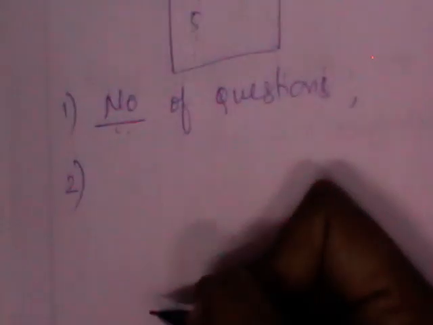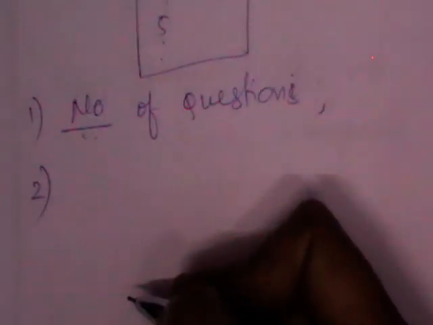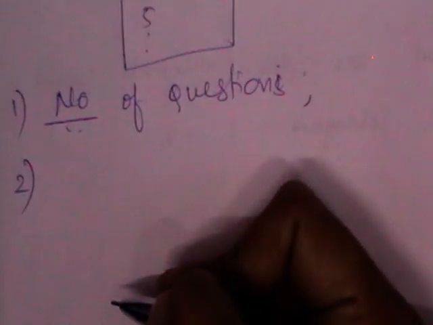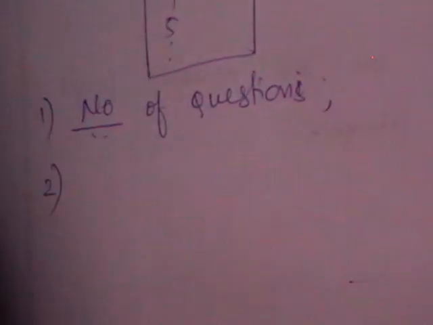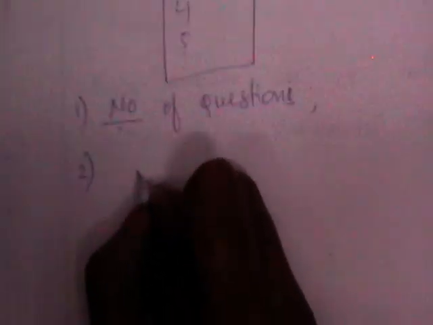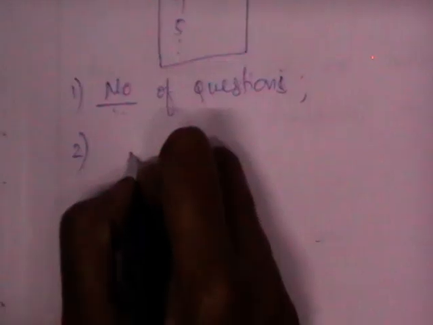The second one is that whenever you give a questionnaire to the respondent, it should use simple terminology, easily understood by the respondent. If the terms or the notation we are using is complex, then the respondent may not give clear answers to you.